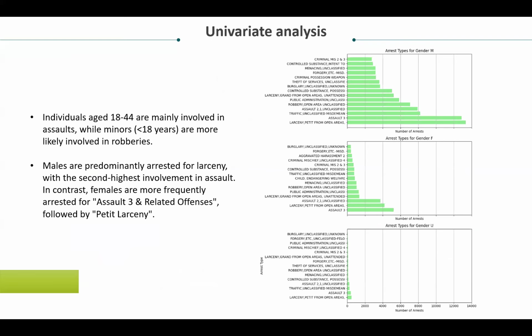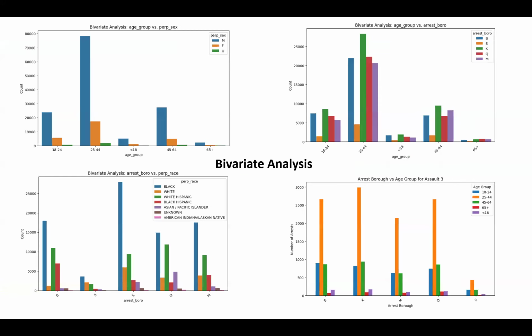Here are the various bar charts for the gender categories, showing the number of arrests recorded for a particular year. And we are coming to more graphs, where we have plotted bar graphs between the various columns, like the bivariate analysis based on age groups and arrest types. Can you please proceed?